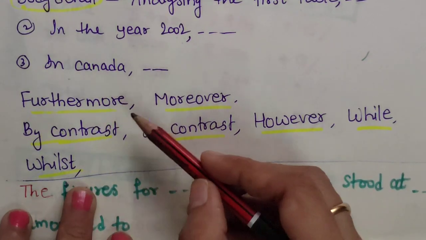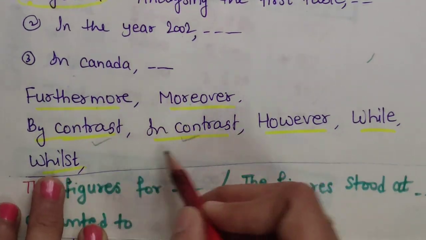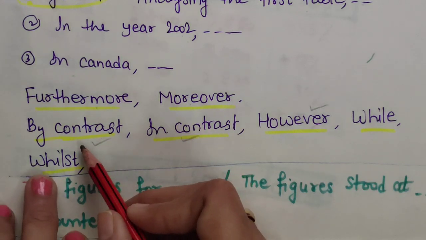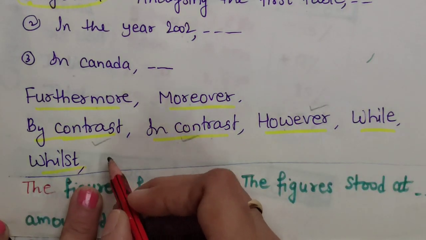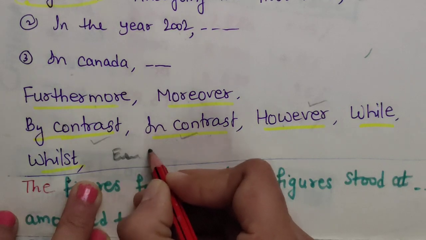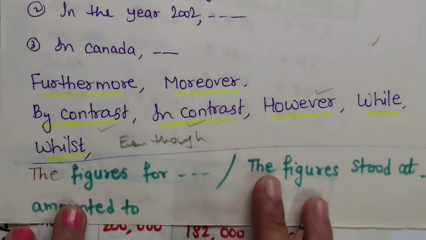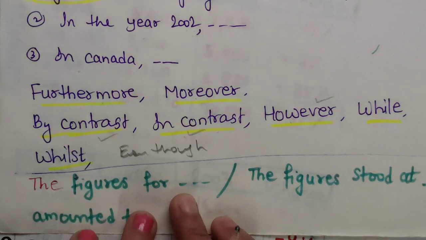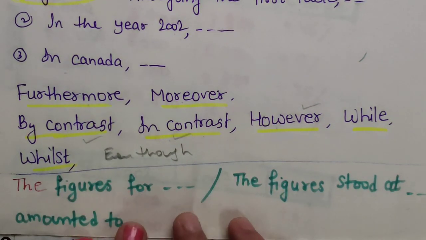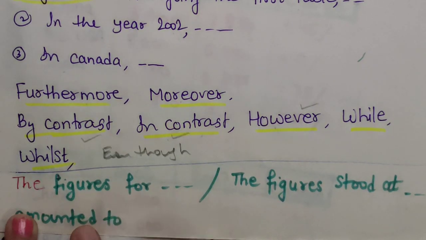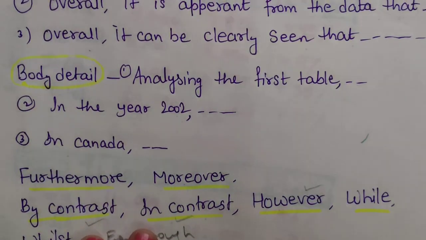For writing more points, we can use furthermore, moreover. But if you use these words, that's even better. Contrastive language: by contrast, in contrast, however, whilst, despite, though, or even though, you can use it here, on comparing things between two. These words are also important: the figures stood at, the figures amounted to. These are things, and this is a verb, you can use it with that.